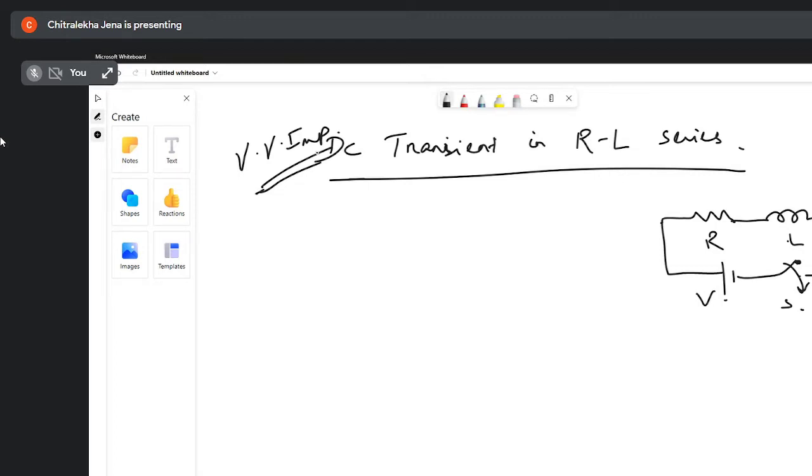Okay, so now tell me, at the instant when I close this switch, which I have connected, the instant I connect the switch, tell me what will be the circuit current, what will be the condition of the circuit. Tell me. Yes, ma'am, at the instant, current will not flow, I guess.